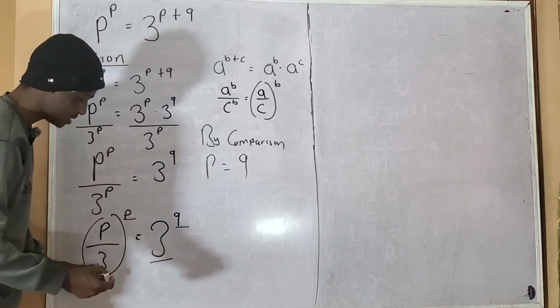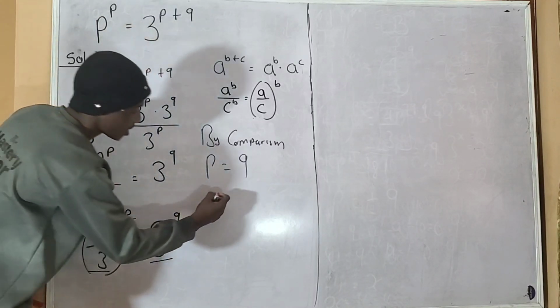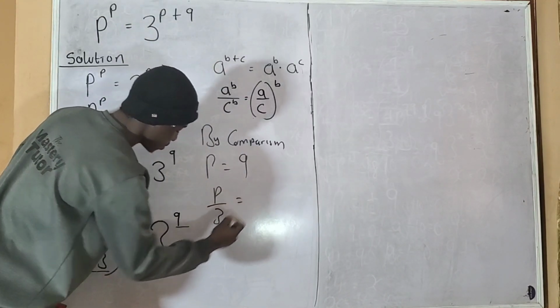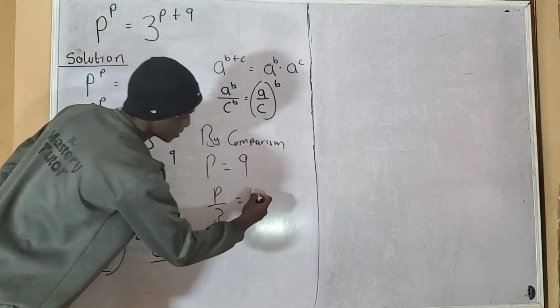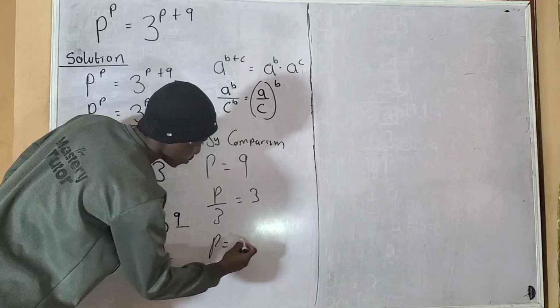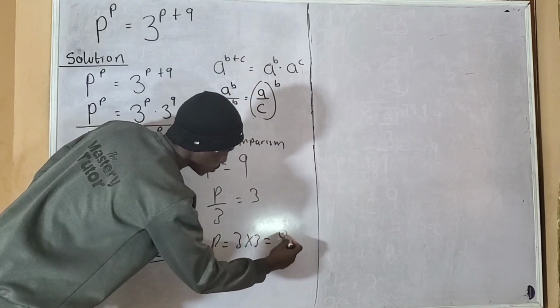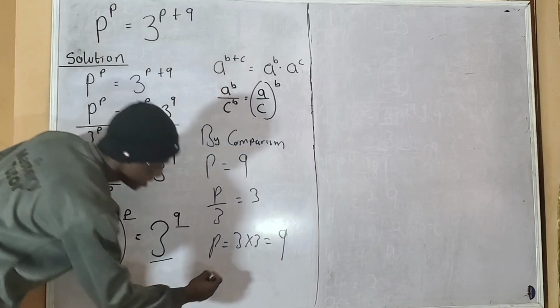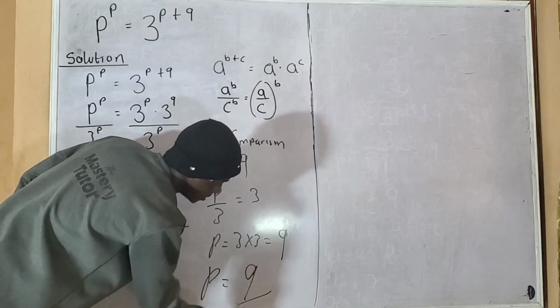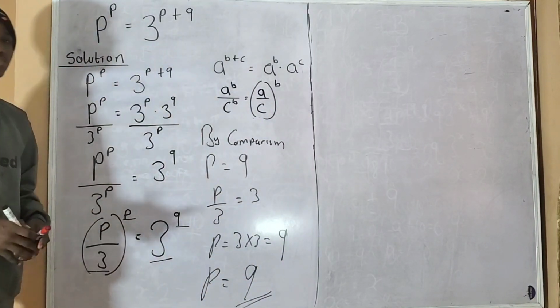And based on the base here is what? p over 3. So I'm going to have p over 3 equals, and the base at the right hand side is also 3. So I'm going to have 3 here. p equals 3 multiplied by 3, which is equal to 9. So the solution to the equation is p equals 9. Do you understand? So that is the solution to the question.